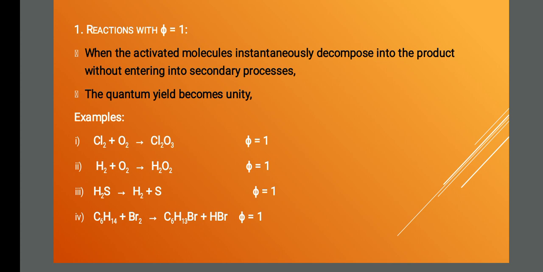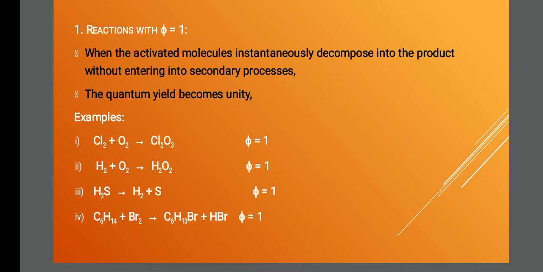So these reactions: chlorine plus oxygen gives chlorine peroxide, phi is equal to 1. Hydrogen plus oxygen gives hydrogen peroxide, phi is equal to 1. Then hydrogen sulfide gives hydrogen gas plus sulfur, here also phi is equal to 1. And hexane plus bromine gives bromohexane plus hydrogen bromide, phi is equal to 1. In such reactions, one quantum of light is absorbed and one molecule reacts; the secondary process does not occur. So the phi value is equal to 1. Quantum yield is given by the symbol phi.